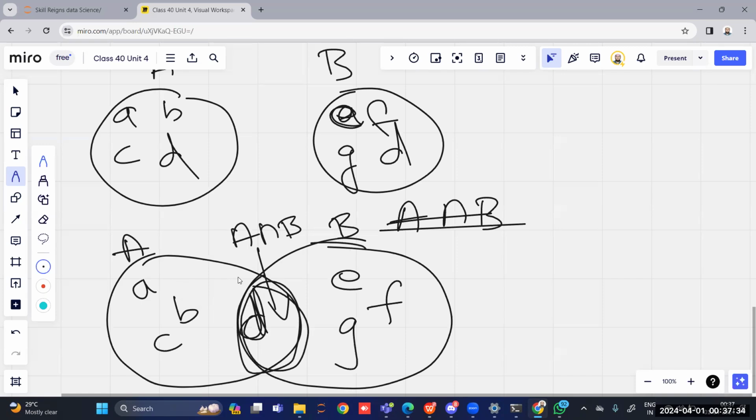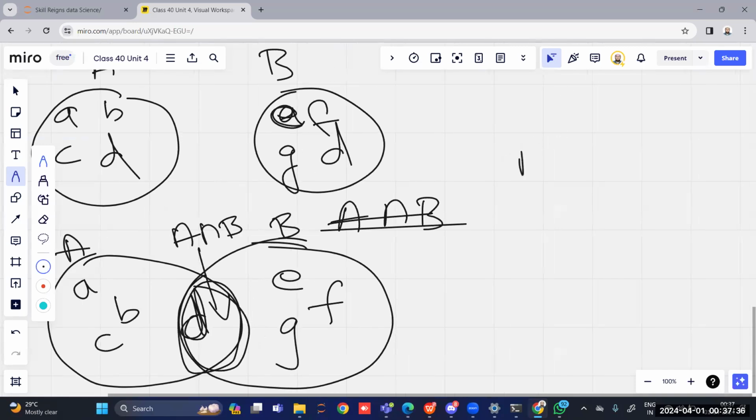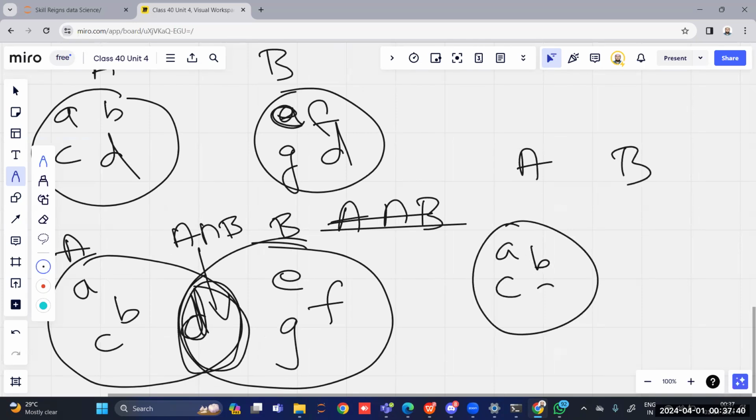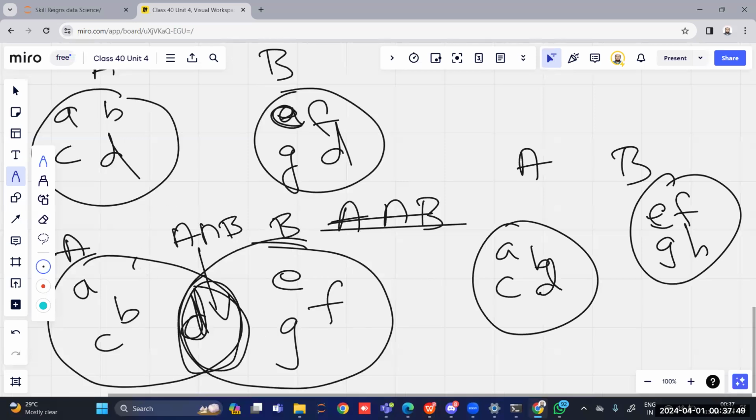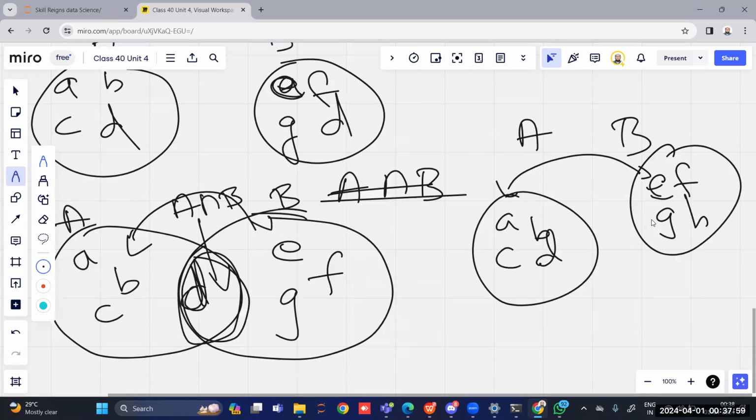It can happen that if we draw A and B, nothing is common. For example, if A is a, b, c, d and B is e, f, g, h, here nothing is common, so we can draw them separately. Here we cannot draw them separately. This is the Venn diagram for A and B, and here also it is a Venn diagram for A and B where they don't have a single element in common.